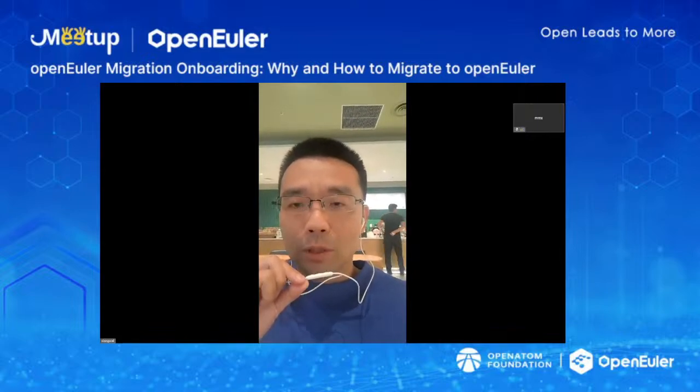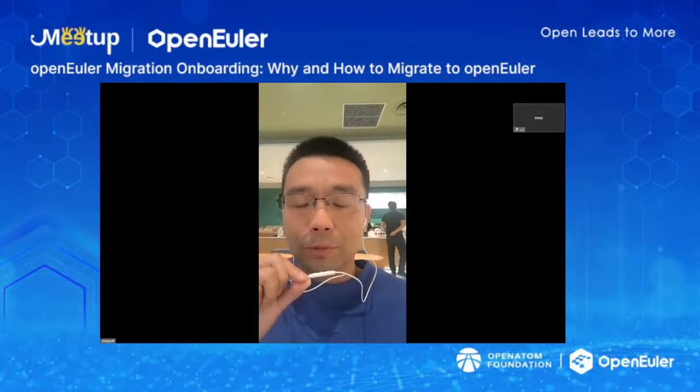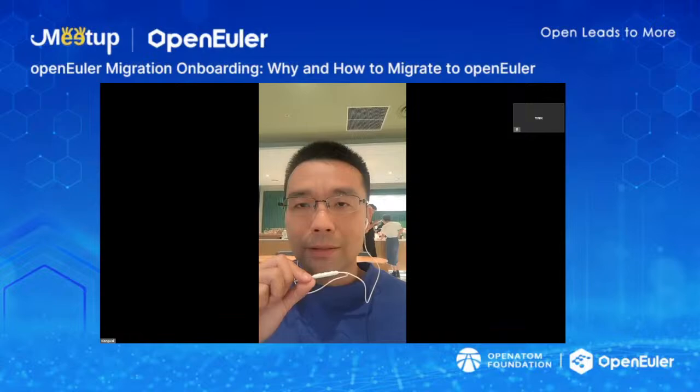But in China, openEuler is very popular now. During the last 4 years, openEuler has taken a very big market share in China. Last year, 2023, openEuler took around 37% of the market share in China. It's definitely the biggest market share in China.